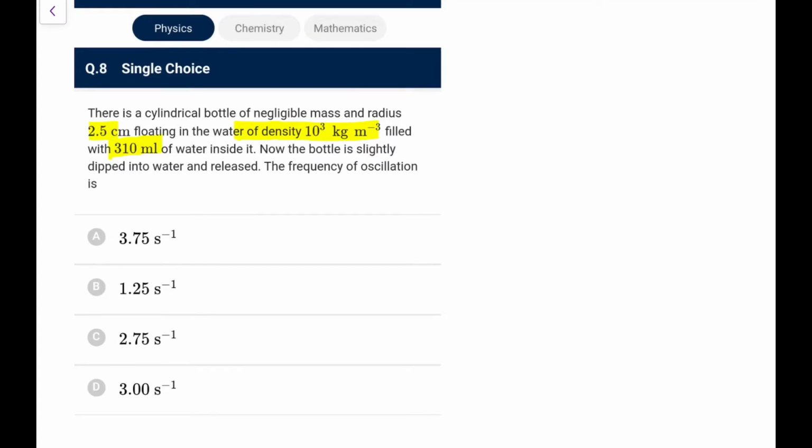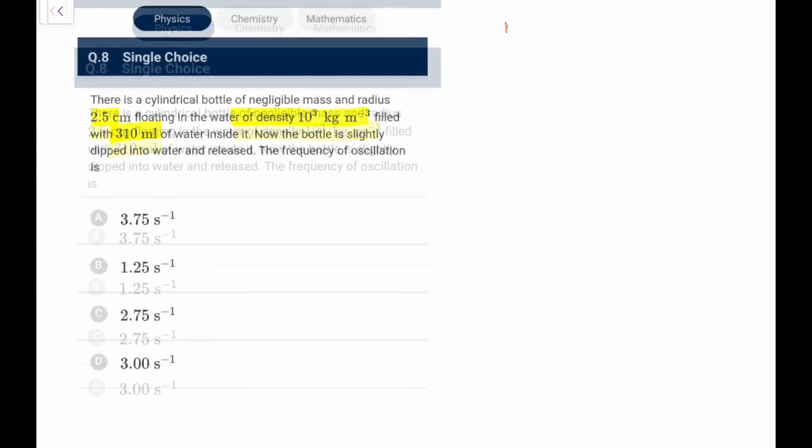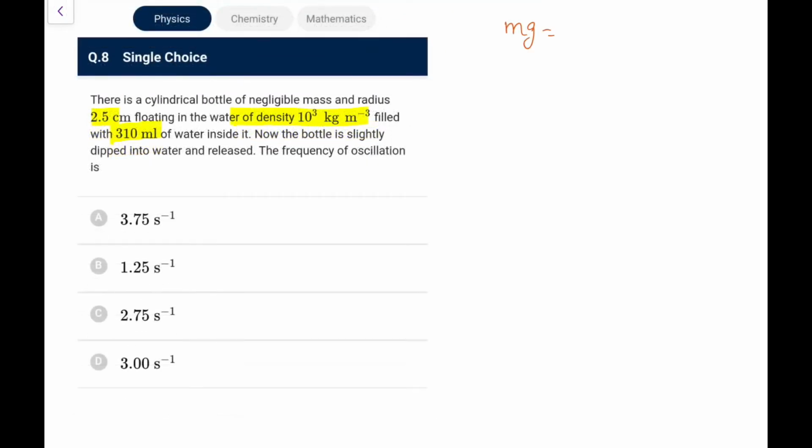Now the bottle is slightly dipped into water and released. The frequency of oscillation will be... So initially, mg is equal to, since it is floating in equilibrium, rho of water into area into, let's say, height y0 into g. y0 is the equilibrium depth it submerges.